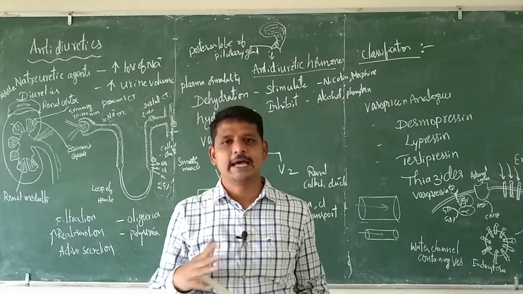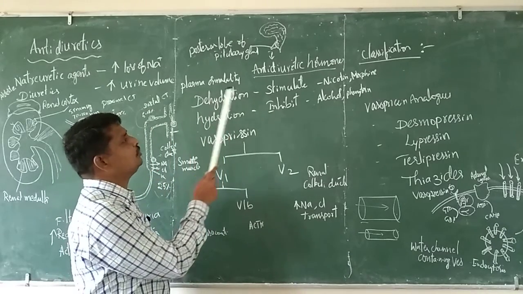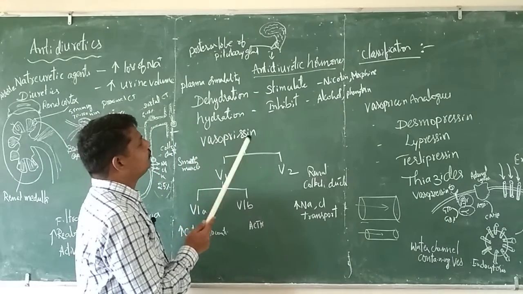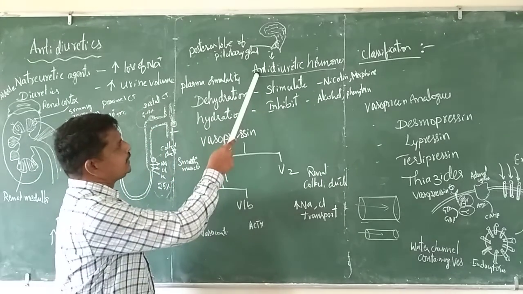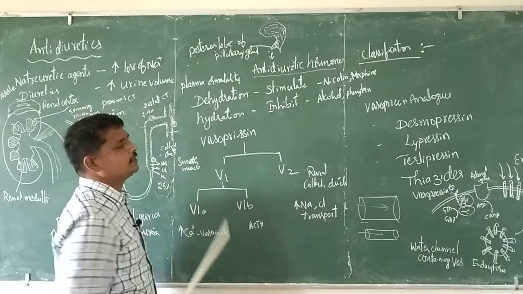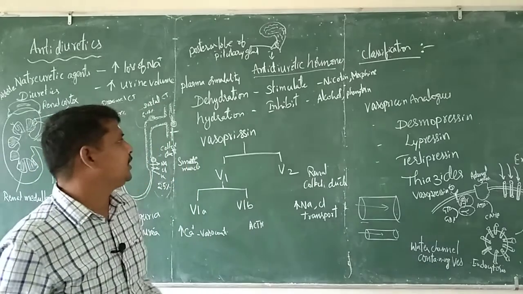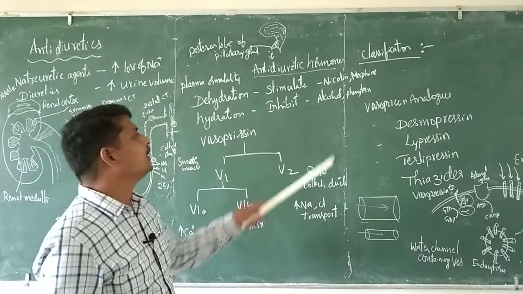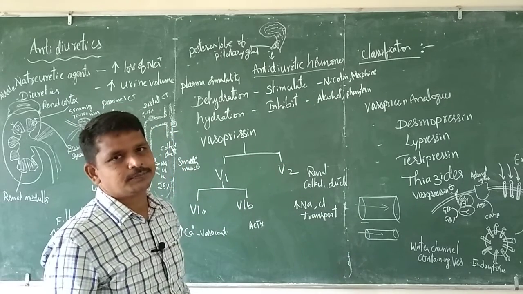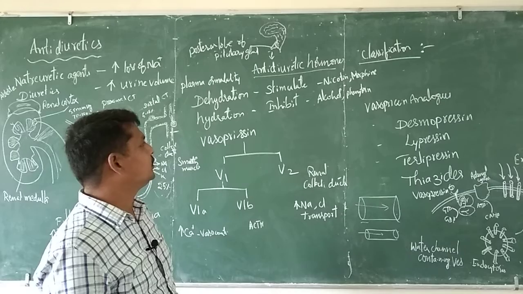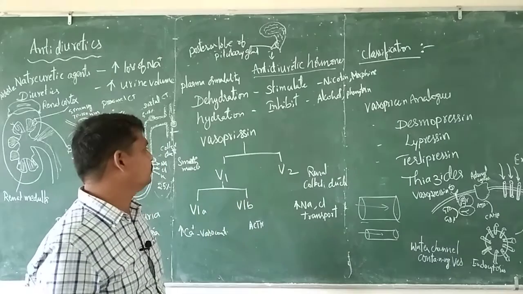If the osmolality is high, that indicates a dehydration condition, so that stimulates this. And if there is excess hydration, in the hydrated condition this antidiuretic hormone is inhibited. Apart from that, various drugs may show stimulation and inhibitory activity. For example, nicotine and morphine stimulate antidiuretic hormone, resulting in decreased urine output, whereas alcohol and phenytoin inhibit this antidiuretic hormone.